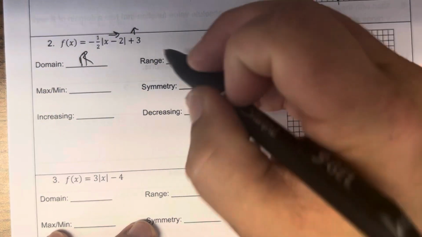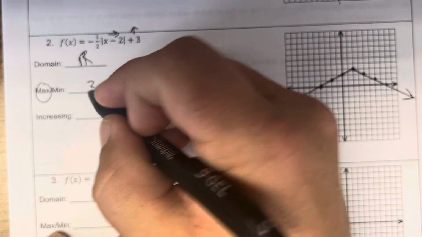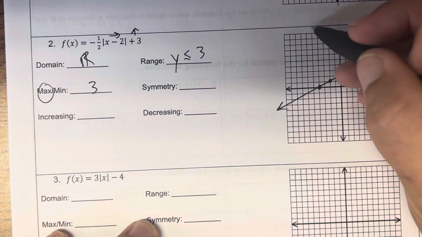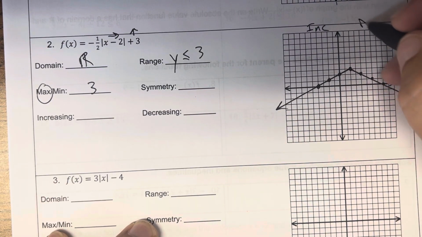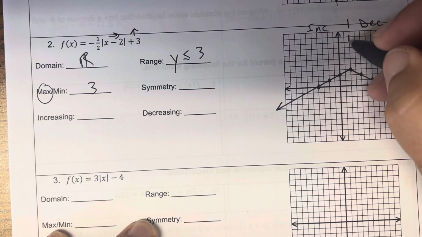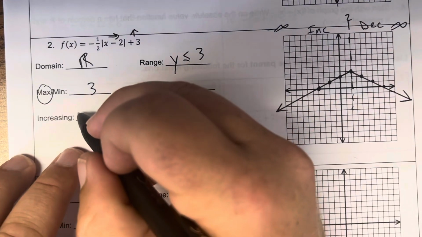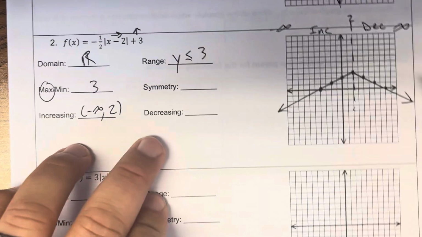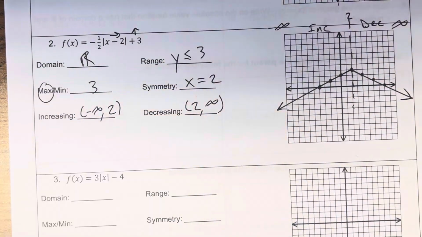My range is y is less than or equal to 3, the y value is 3, has a maximum point of 3. On this one, it's increasing over here. As I go left to right, it's increasing, and then it's decreasing. The breaking point is right here where x equals 2. So it's increasing from negative infinity to 2 and decreasing from 2 to infinity. In symmetry, x equals 2.